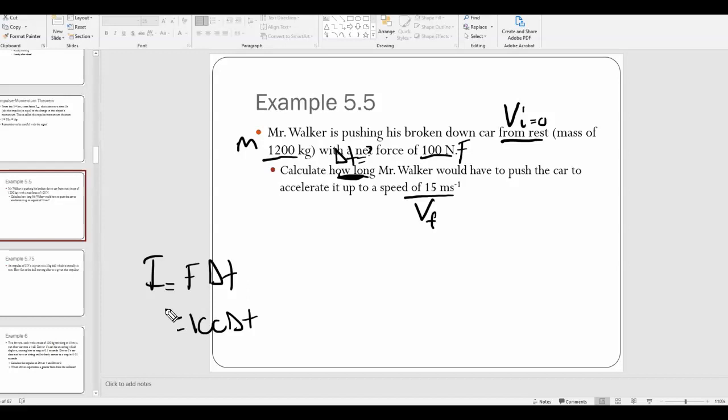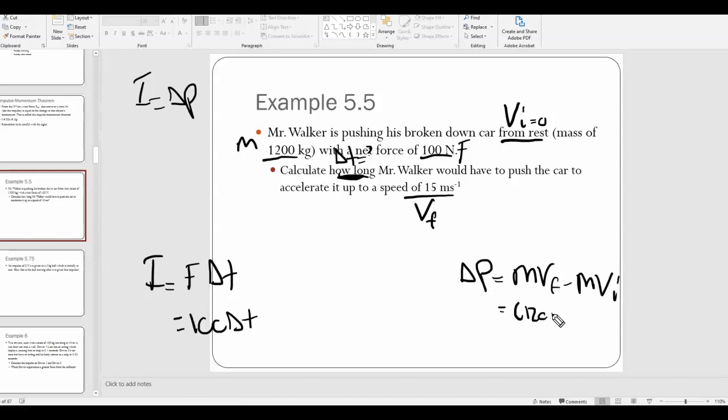But because of the impulse momentum theorem, I do know that impulse is equal to change in momentum, right? Impulse is equal to change in momentum. So if I calculate the change in momentum of the car, I can set that equal to the impulse. The change in momentum of the car would be mv final minus mv initial. That would be 1200 times 15 minus 1200 times 0, and that would be 18,000 kilogram meters per second.